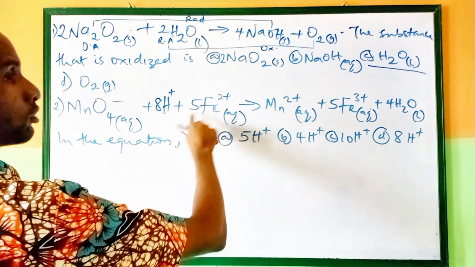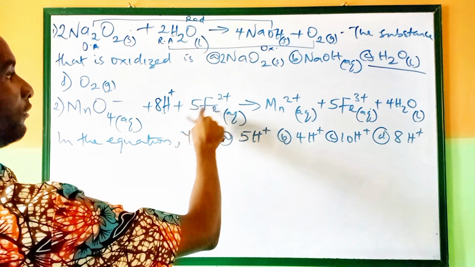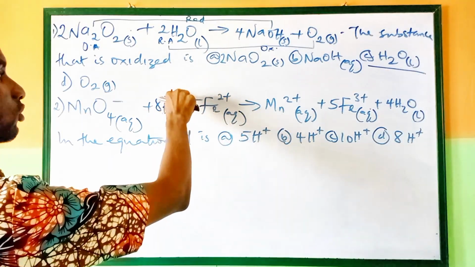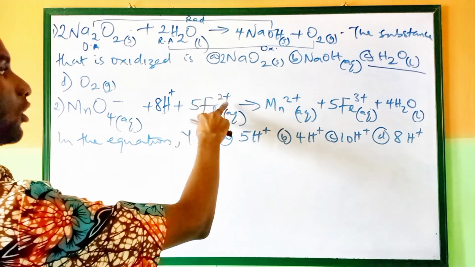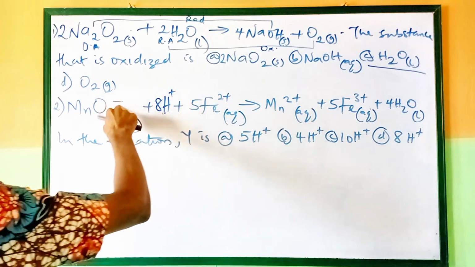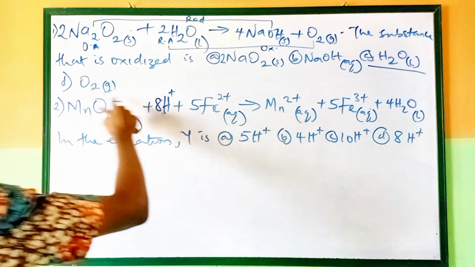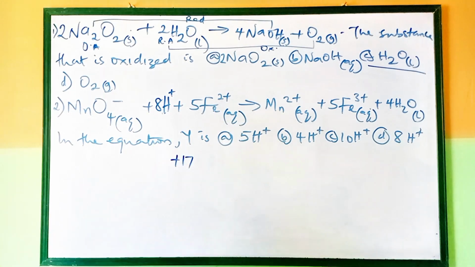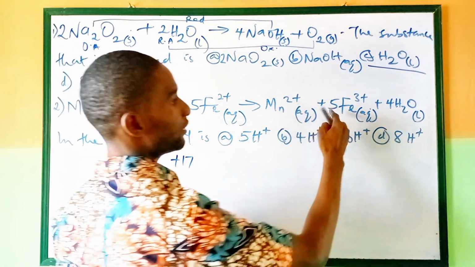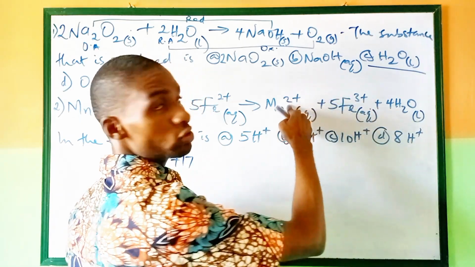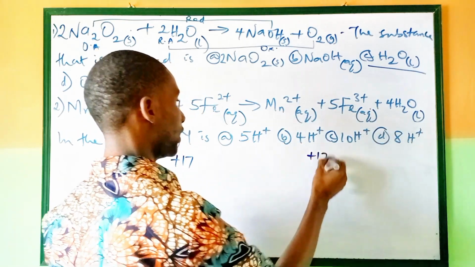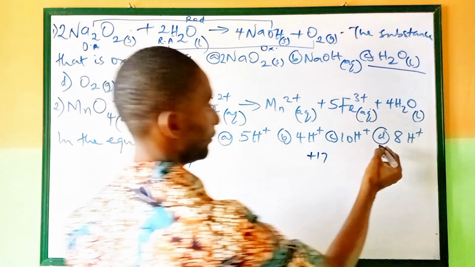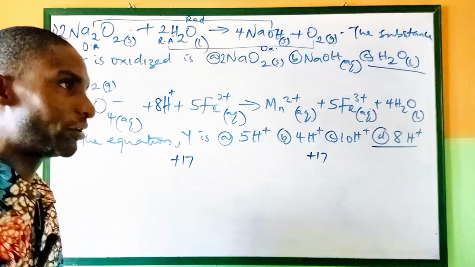So what is the total number of charges on this side? This is 2 times 5, this is 10 plus 10, and this is 8 times plus 1, that is plus 8. So 8 plus 10, that is 18. 18, this is minus 1. 18 minus 1, the total number of charge on this side is plus 17. And then let's check for this side. 3 times 5 is 15, plus 2, that is plus 17. So you have plus 17, plus 17. Therefore, the correct answer is 8 hydrogen here.